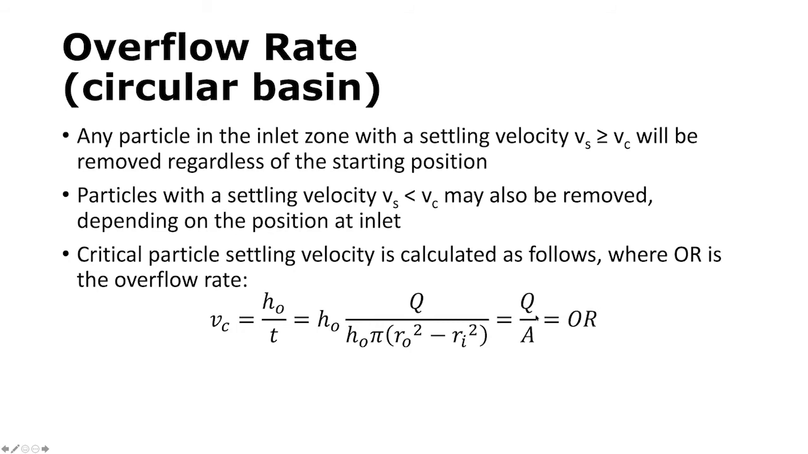So again, that would be equal to Q over A, where Q is the flow rate and A is that surface area, right, where the height here, h sub 0, is canceling out, so you're left with the surface area, as you would see in a plan view, and that is equal to the overflow rate.